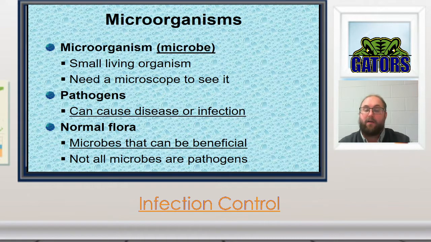Now, microorganisms that are beneficial and that are not harmful, we call normal flora. Those are normally found inside the body and found inside of a culture, and they're not a problem because they're supposed to be there. Pathogens are disease-causing microorganisms that are not supposed to be there. So not all microbes, not all microorganisms, are pathogens.